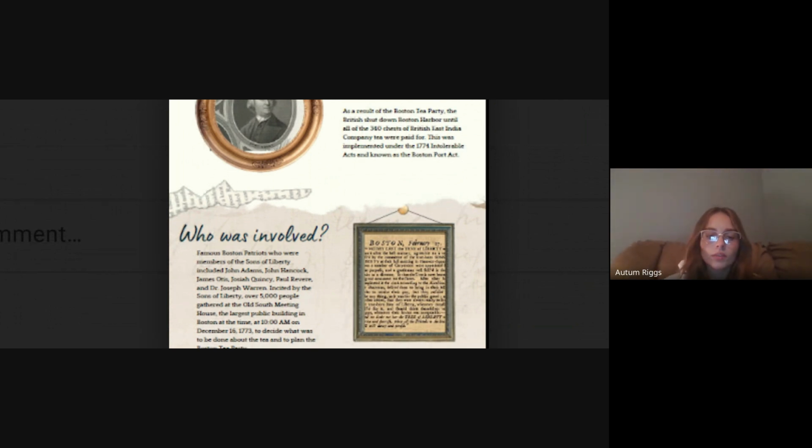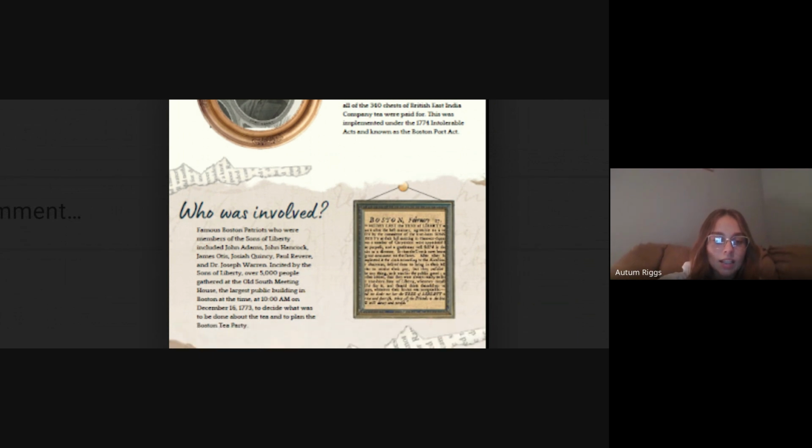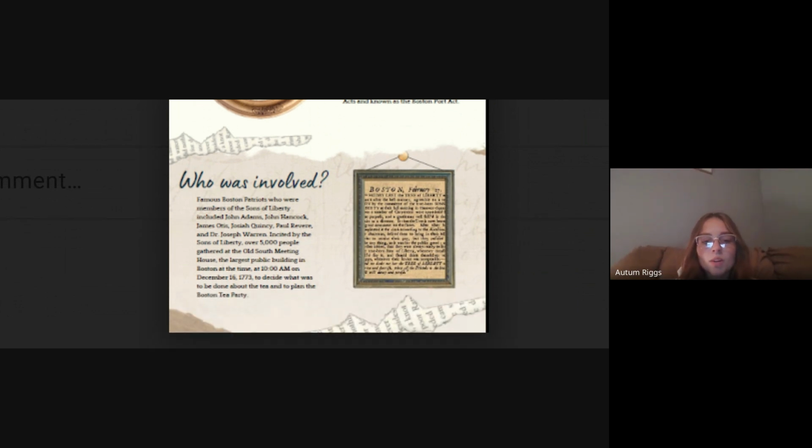Who was involved? Famous Boston patriots who were members of the Sons of Liberty included John Adams, John Hancock, James Otis, Josiah Quincy, Paul Revere, and Dr. Joseph Warren. Incited by the Sons of Liberty, over 5,000 people gathered at the Old South Meeting House, the largest public building in Boston at the time, at 10 a.m. on December 16, 1773, to decide what was to be done about the tea and the plan of the Boston Tea Party. So do any of those other names sound familiar?